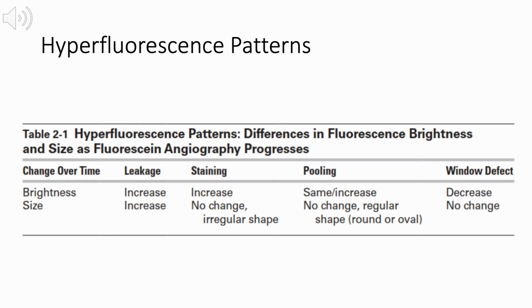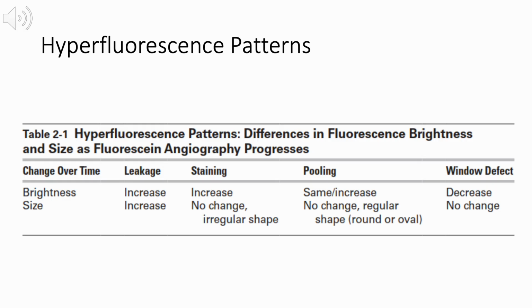With leakage, both brightness and size increase over time, reflecting progressive spread of dye beyond normal boundaries. In staining, brightness increases, but the size does not change. Instead, the hyperfluorescent area maintains fixed borders with an often irregular shape. Pooling is characterized by brightness that stays the same or increases, while the size remains unchanged and conforms to a regular, round, or oval shape dictated by the fluid-filled space.